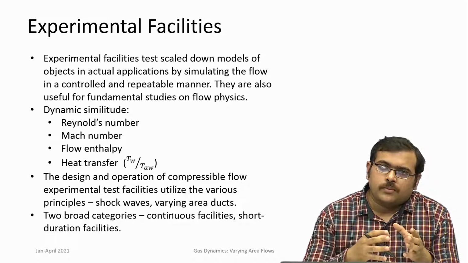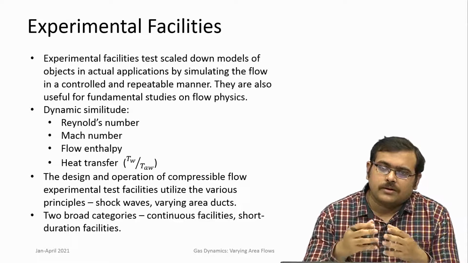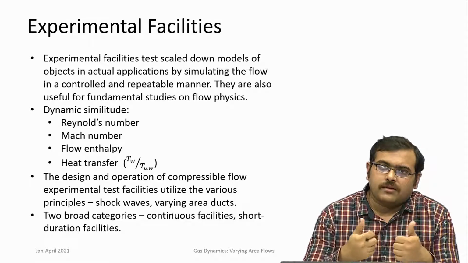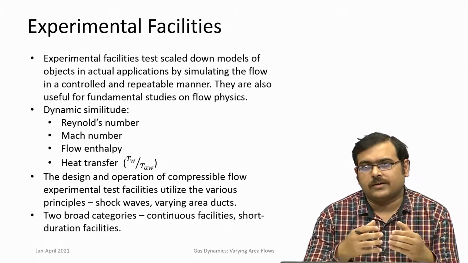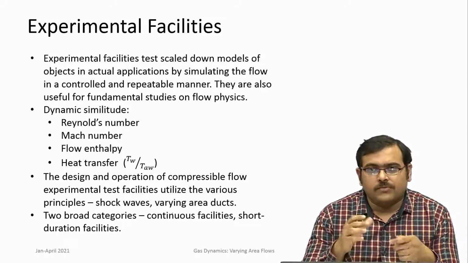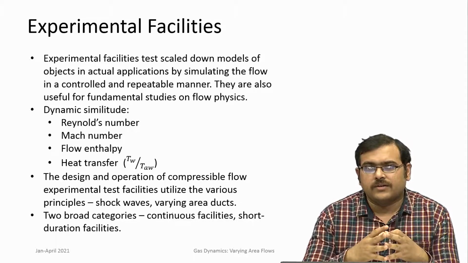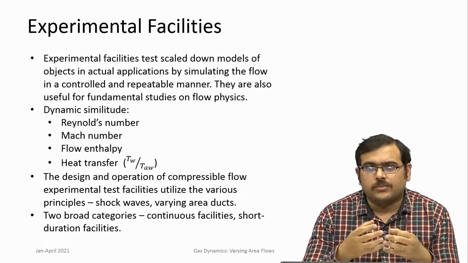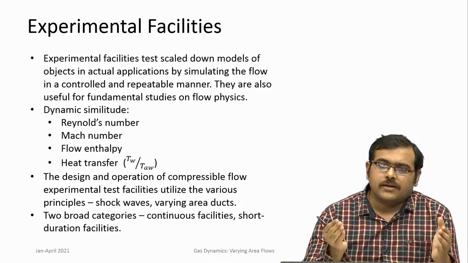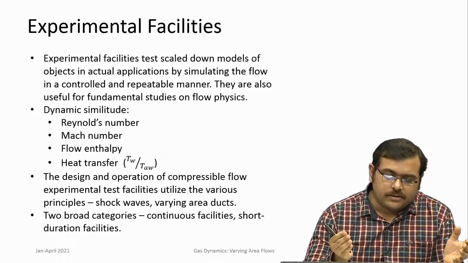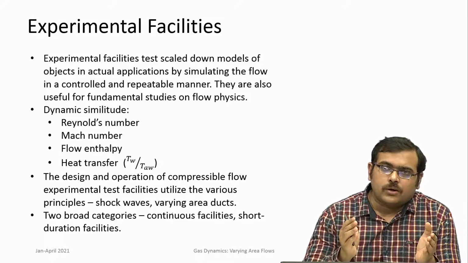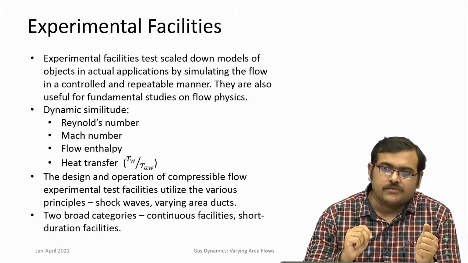So while maintaining the same Reynolds number and Mach number is important so that there is dynamic similitude, we need to simulate the flow enthalpy also, so that high temperature effects can also be simulated. Then if you want heat transfer to be simulated, especially in high temperature flows, you also require certain temperature ratios, of the fluid at the wall and of the wall itself. So these ratios are maintained in a certain fashion.